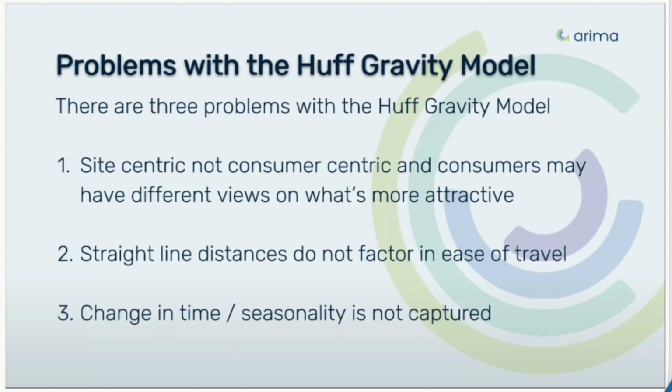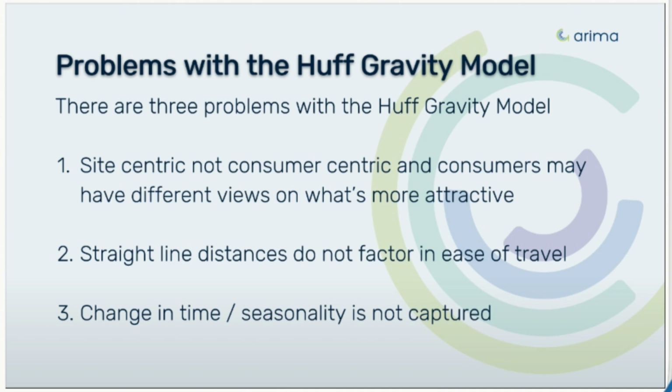So that's the Huff model as it's been proposed back in the 1960s. Ever since then, that's basically the version of the model. And there are a couple of problems with that model. When we were looking at the Huff model internally, there are 3 problems that we found. The first being that the model is site-centric, not consumer-centric.